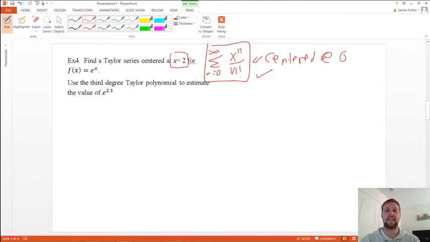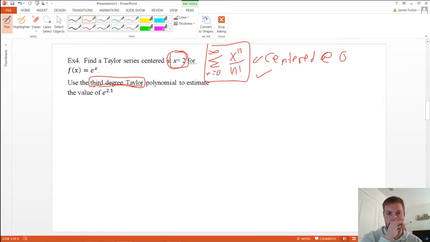If it's centered at anything other than 0, though, you're going to have to go through the motions again and recognize it. All right, so let's talk about what it looks like when it's centered at 0. We're going to use it to the 3rd degree to estimate the value at 2.1.